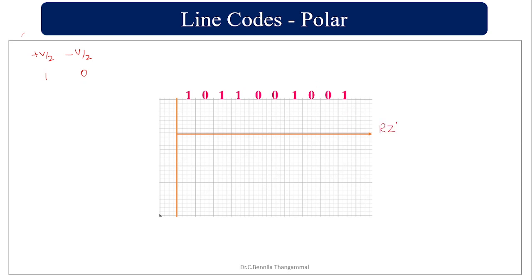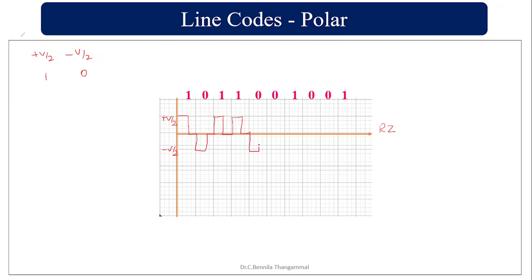So here, from plus V by 2 or minus V by 2, it returns to 0 for the next half. That is the meaning of it. So let this be plus V by 2 and this be minus V by 2. The first half it will be in 1, then return to 0. For 0 it will be in minus V by 2. First half it will be in minus V by 2, then return to 0. Then it is 1, so 1 means it should be in plus V by 2. So first half it will be in plus V by 2 and then it returns to 0. Again it is 1, so plus V by 2, return to 0.